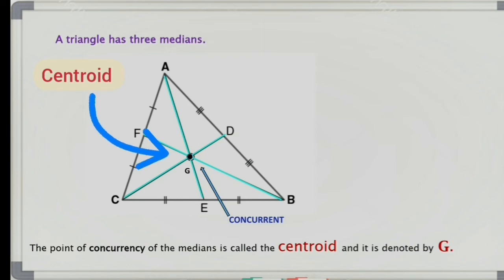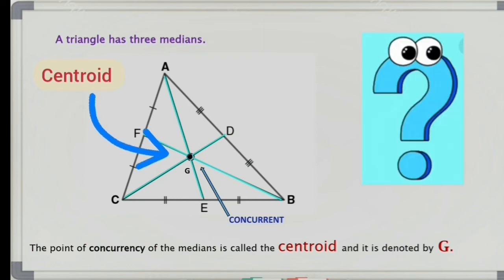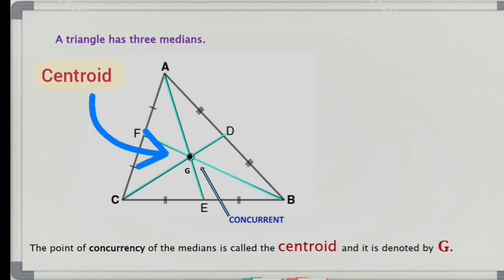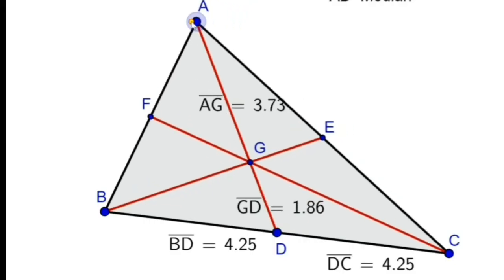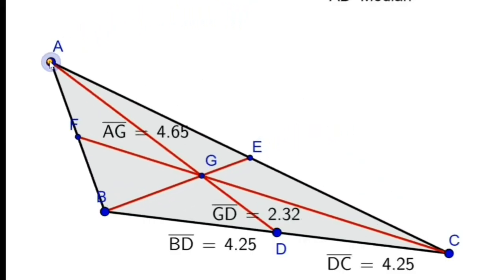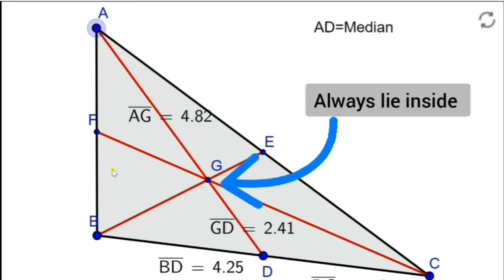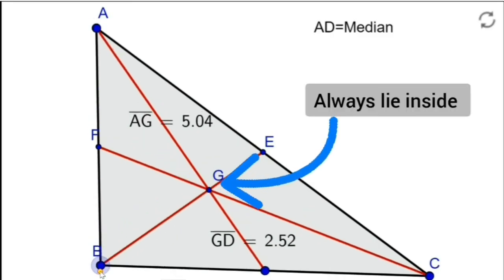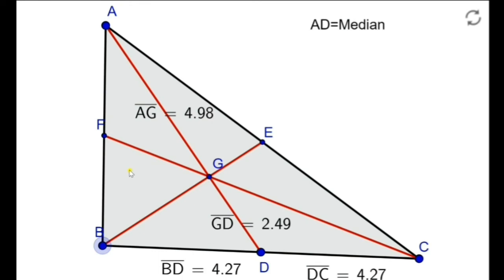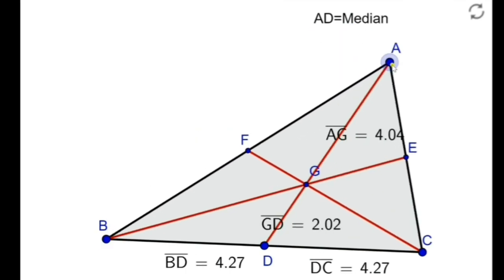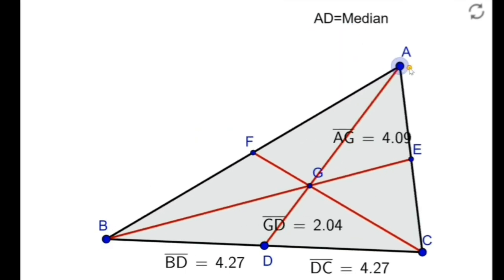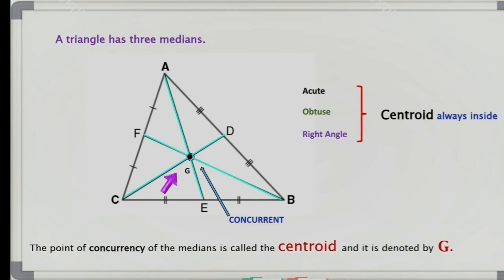Does the centroid always lie inside the triangle? Let us try moving the vertex around. No matter where it is moved, the centroid always lies inside the triangle. Note here, for any triangle, the location of centroid G is always in the interior of the triangle.